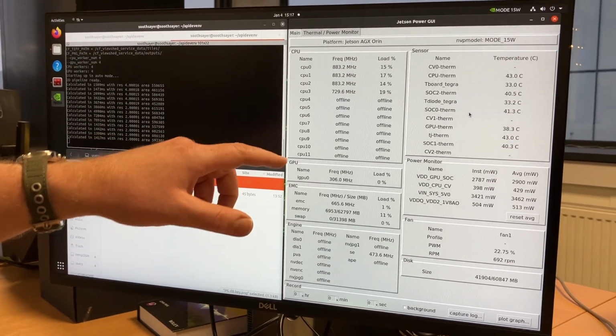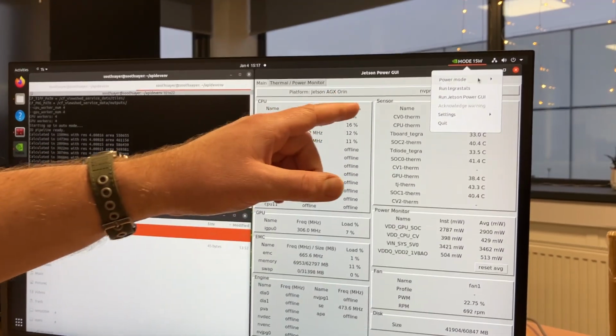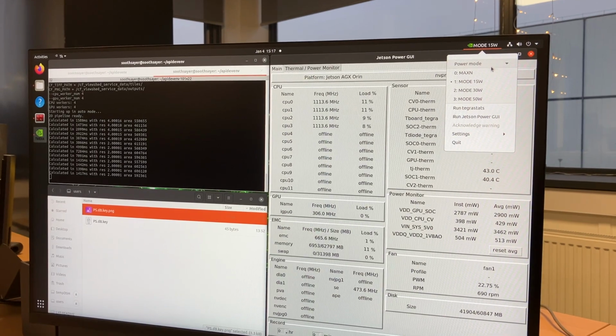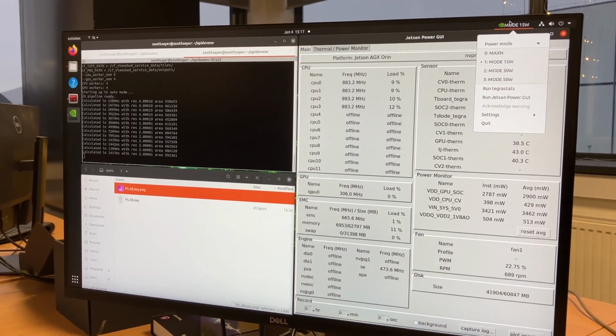This is a power GUI. It just shows you the load on the AGX. At the moment, we're running in low power mode, 15 watts. Because we want to work in this mode, we know we can work better in the other modes.